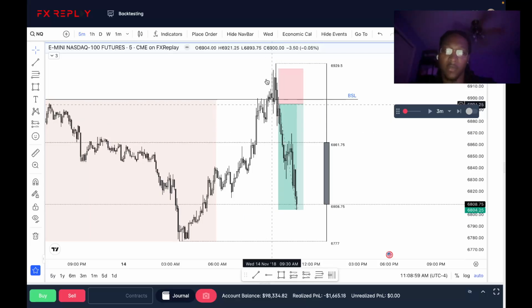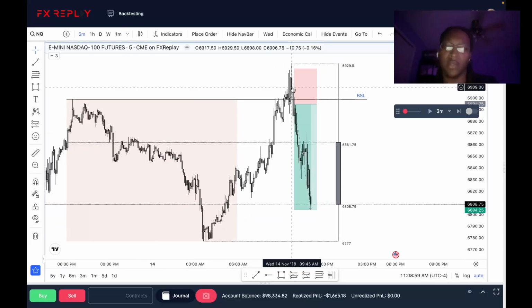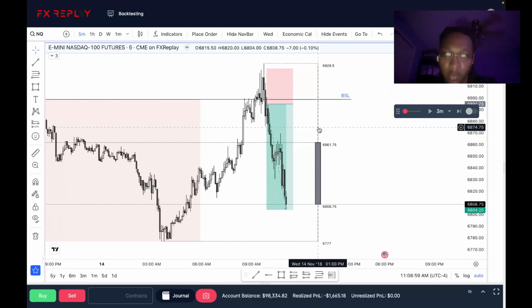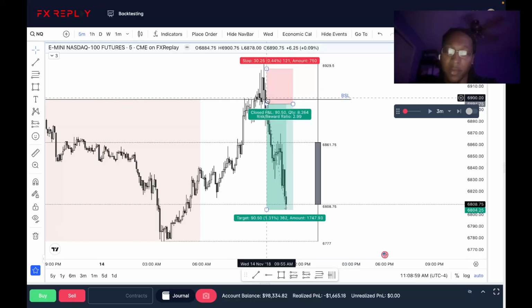This is what I wanted. This is what I was looking for. This is the example right here. This is it that I've been waiting for the whole session. This is it. 1 to 3. Ran out buy side. Change in state of delivery. Entry at the order block.